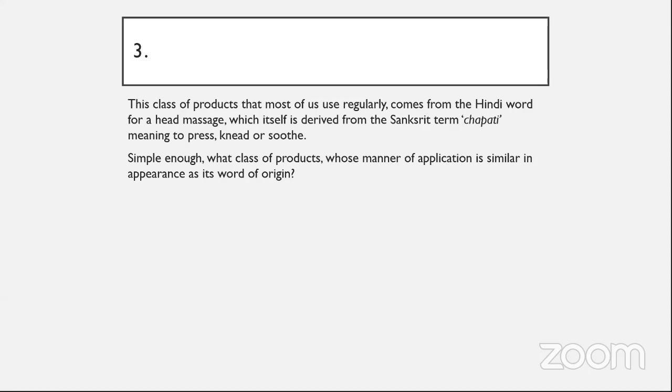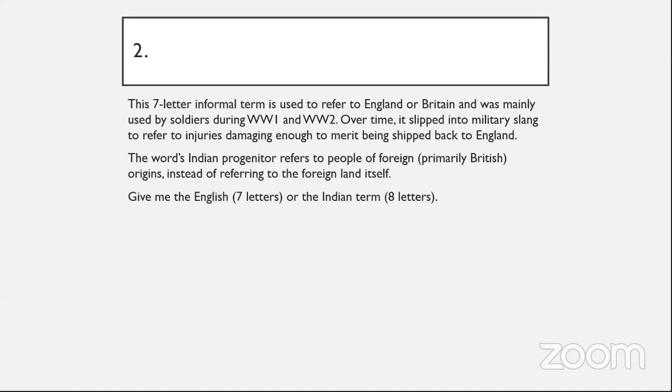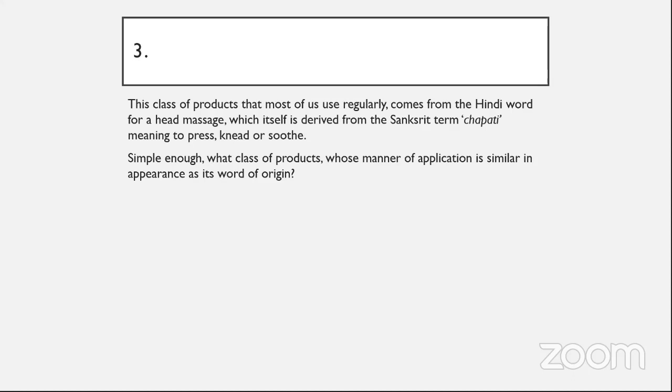Right, so I'll quickly cycle through the questions. First one, I'm looking for an item of clothing, aptly named from the Hindi word for tying. Second term, 7-letter informal term used to refer to England or Britain. You can either give me that or the 8-letter Indian term from which this English term is derived, which refers to people of foreign origins. And the third one is this class of products that most of us use regularly, which comes from the Hindi word for head massage and whose manner of application is similar to its word of origin.